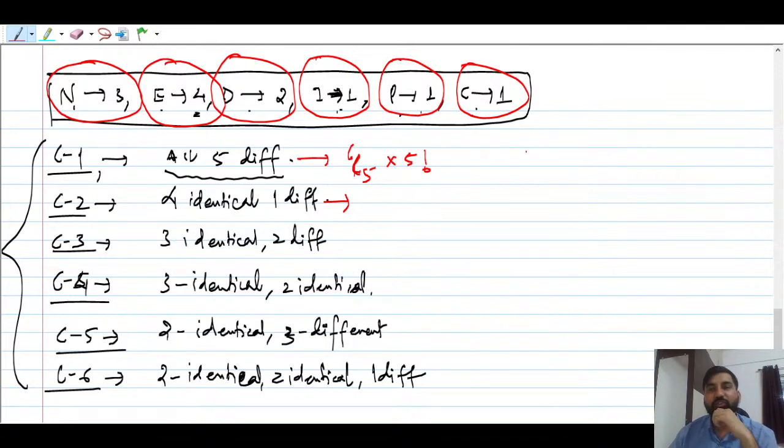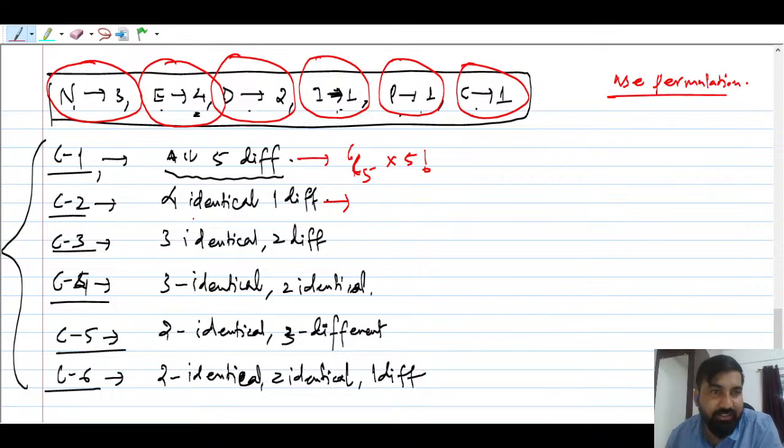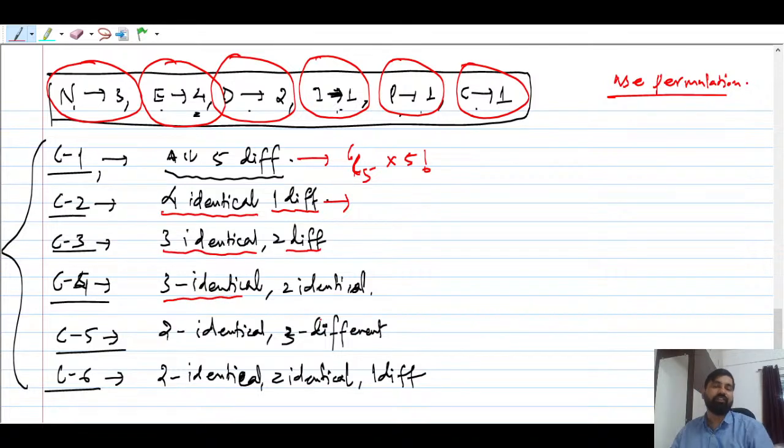So you have to just use the permutation concept here. But first of all, you need to choose also, right? So out of these, how many identicals are there? See, 4 identical here, and 1 different. 3 identical, 2 different, right? So I have given you the cases and you guys can make it. 5C1, yes, it is correct.